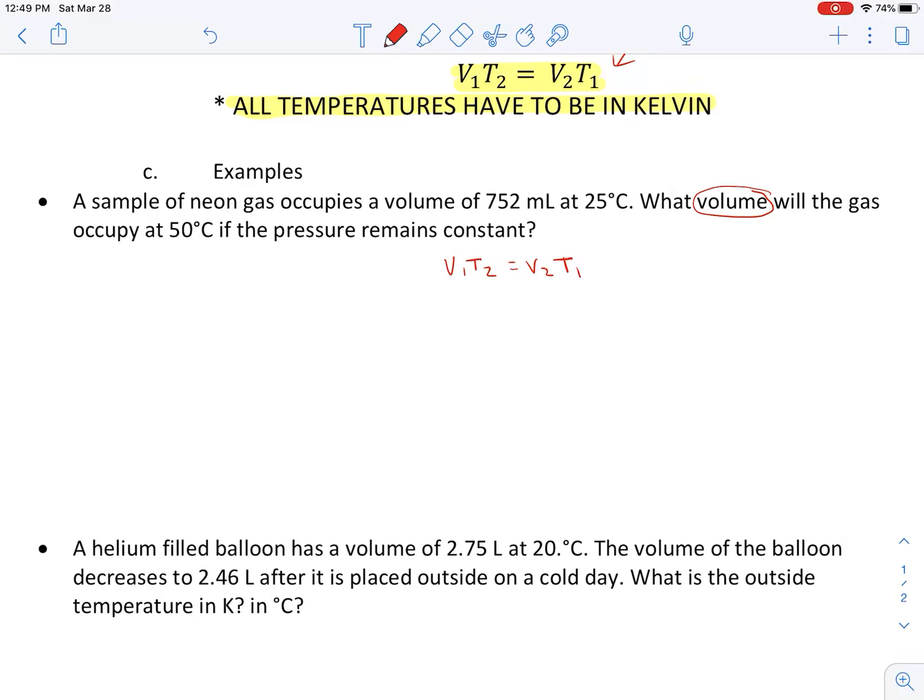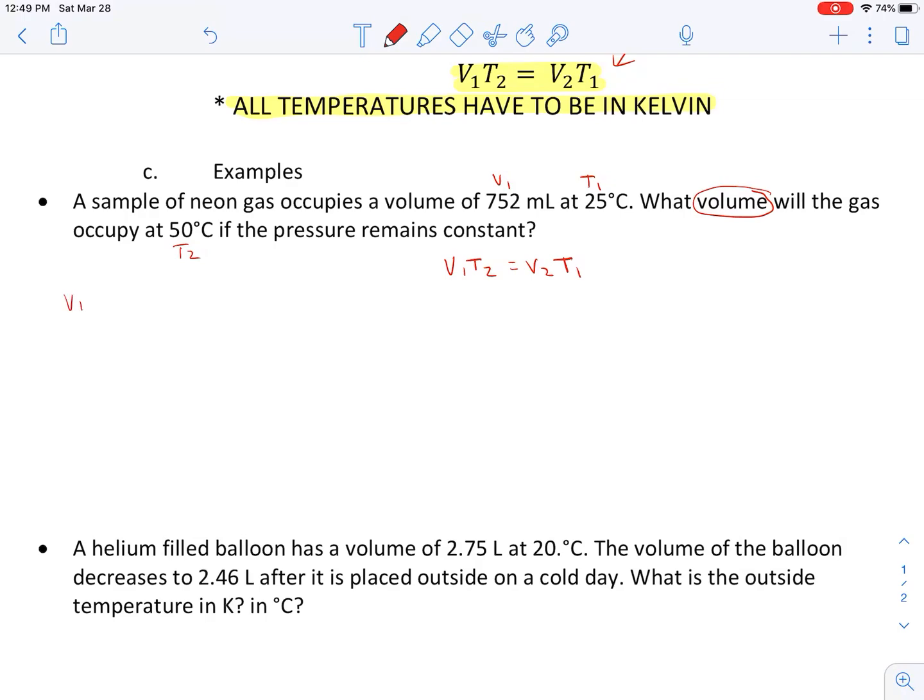So if we go through and solve or figure out, we've got V1 right here, 752. This 25 degrees C is going to be my T1. And the second temperature, 50 degrees Celsius, is going to be T2. At this point, I would really encourage you to write this out to the side so that way we don't get it mixed up or anything like that.